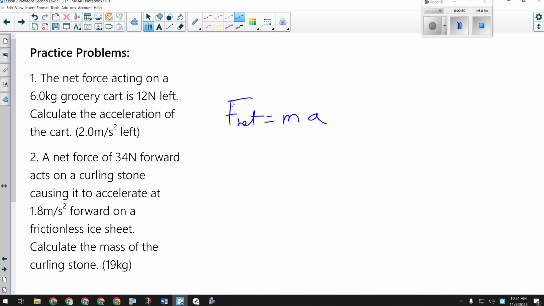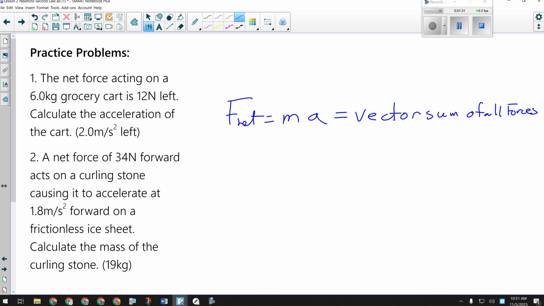The problem is getting to F net, because this formula isn't finished. F net is m times a, but it is also the vector sum of all forces. That's where some of the complexity comes in. We still have to do vector addition. We have to identify all the forces acting on an object, determine the direction in which they are acting, and then calculate the acceleration because we know the mass of the object.